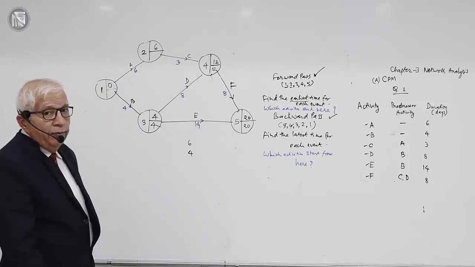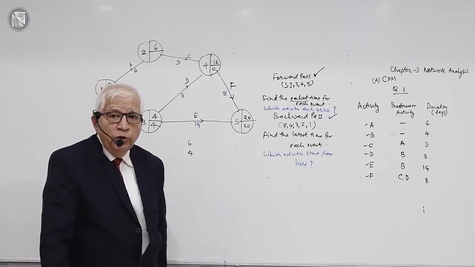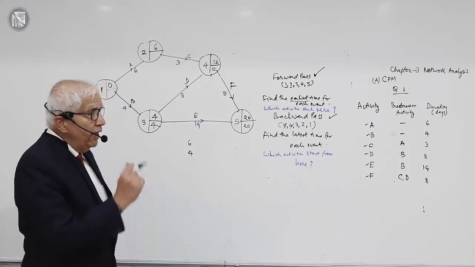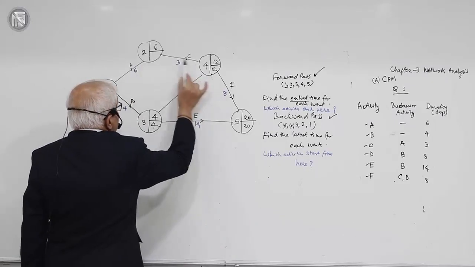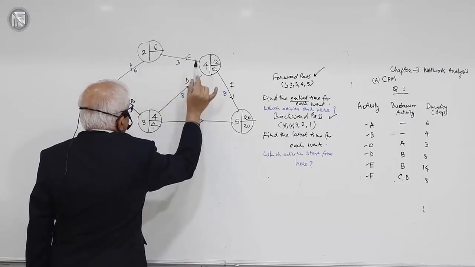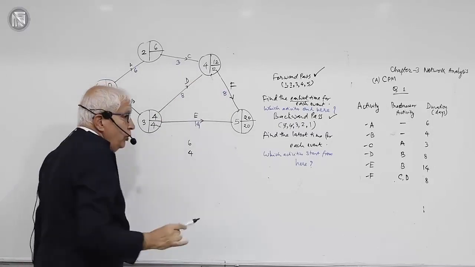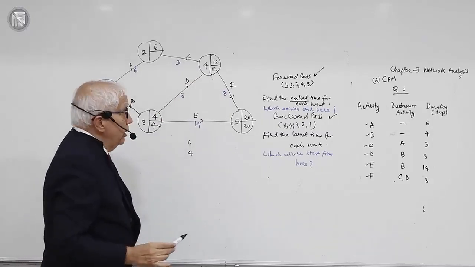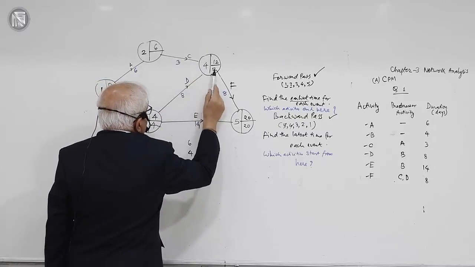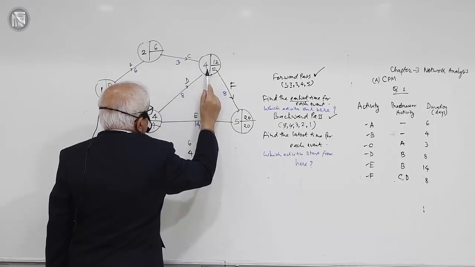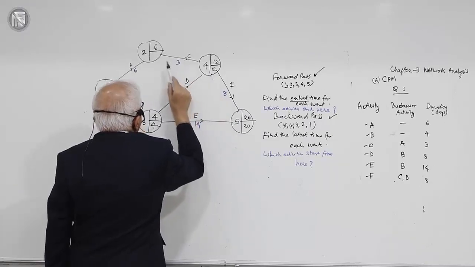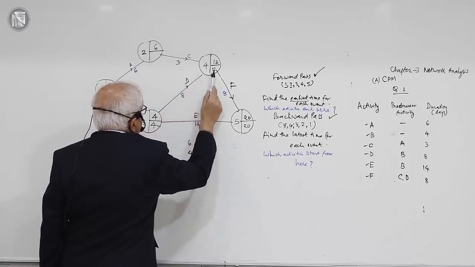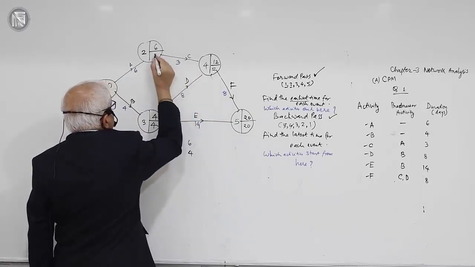I go to event number 2. Having done the calculations at event 3, I go to event number 2. My question is the same. Which activities start from here? At event 2, the only activity which starts from event 2 is C, or 2, 4. C can also be called 2, 4 because C joins 2 with 4. Activity C must be completed latest by time 12 because event 4 can happen latest by time 12. Activity C takes 3 days. So according to activity C, this event must happen latest by time 12 minus 3, that is 9.